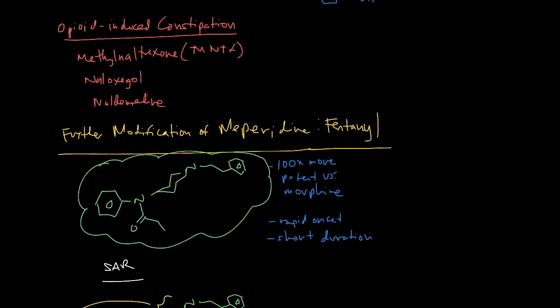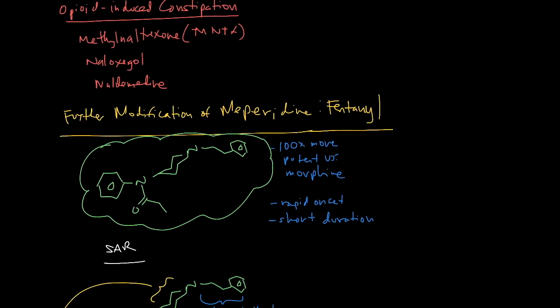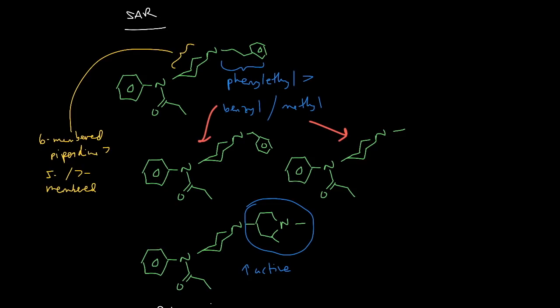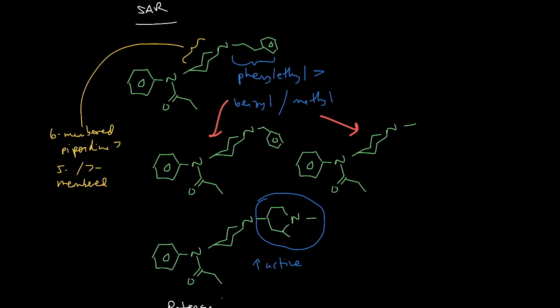Opioid-induced constipation can be treated by methylnaltrexone, naloxegol, and naldemedine. Further modification of meperidine can lead to fentanyl, which is actually 100 times more potent than morphine, has a rapid onset, short duration. Your SAR, you need a 6-membered ring, which is preferred over your 5 or 7-membered ring. Your phenylethyl group is preferred over your benzyl or your methyl groups.